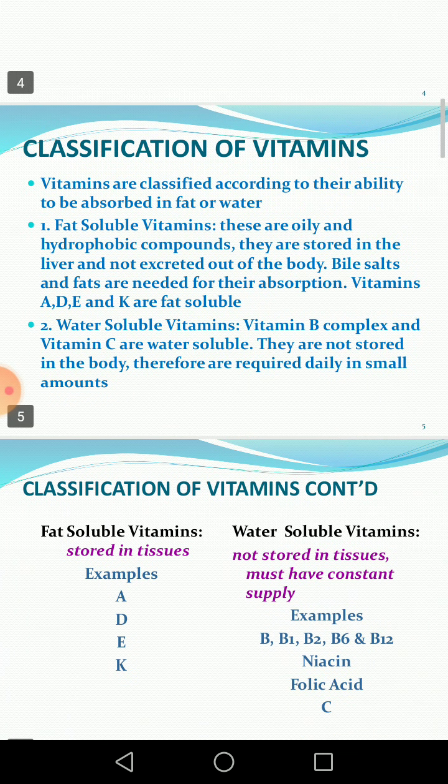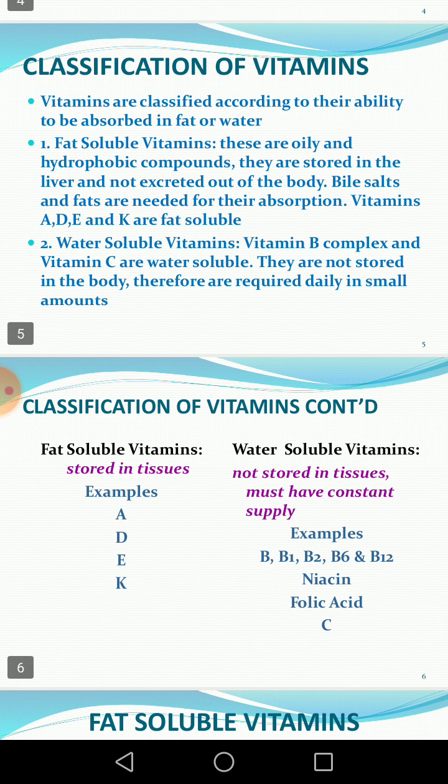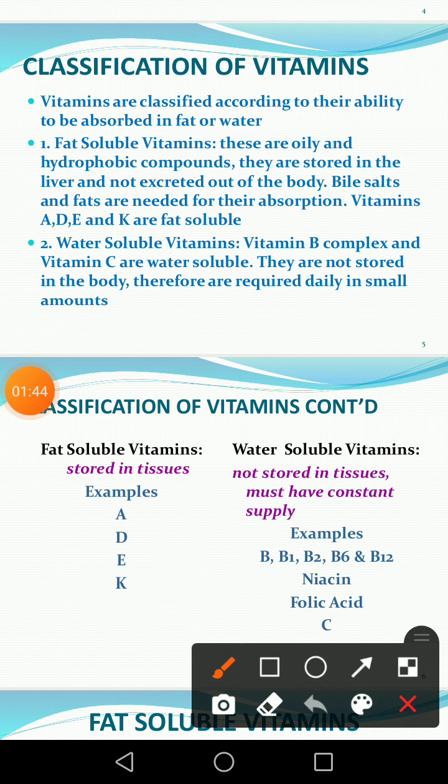If we talk about the classification of vitamins, vitamins are classified according to their ability to be absorbed in fat or water. Fat soluble vitamins. These are oily and hydrophobic compounds. Hydro means water and phobic means fearing compounds. They are stored in the liver and not excreted out of the body. Bile salts and fats are needed for their absorption.